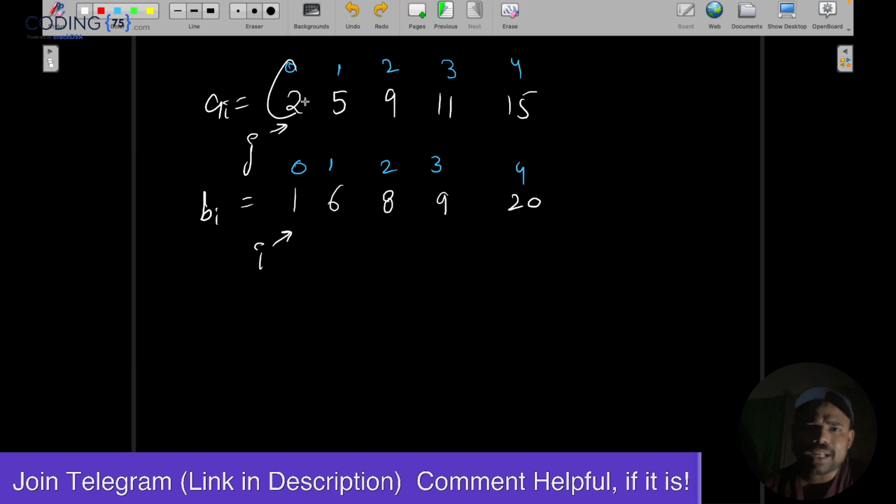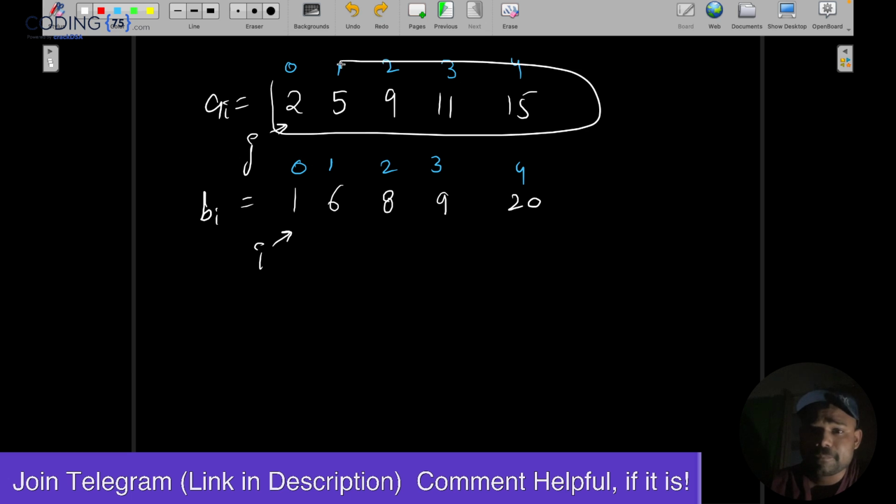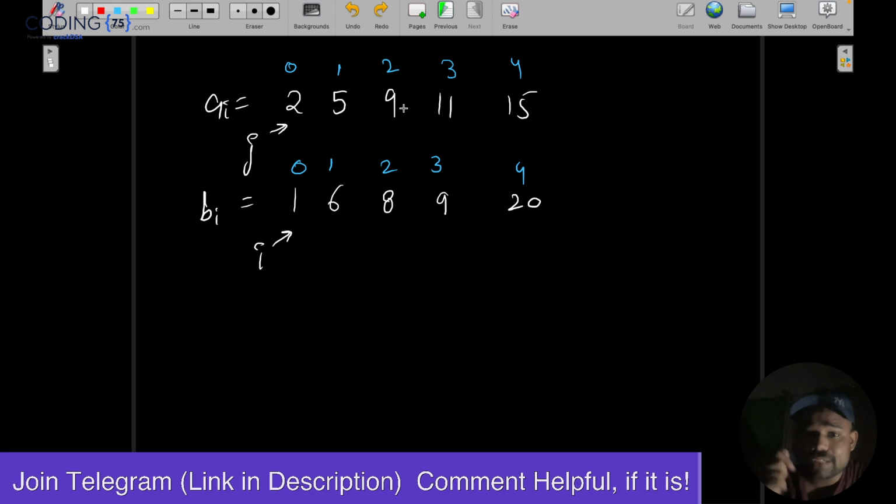Maybe that ai, or maybe anything after that. If this ai is 2 and it is in a sorted order, means later numbers will always be greater than it. That means there is no problem which is less than or equal to 1 in this array a. So what does it mean? It means that we have to replace.